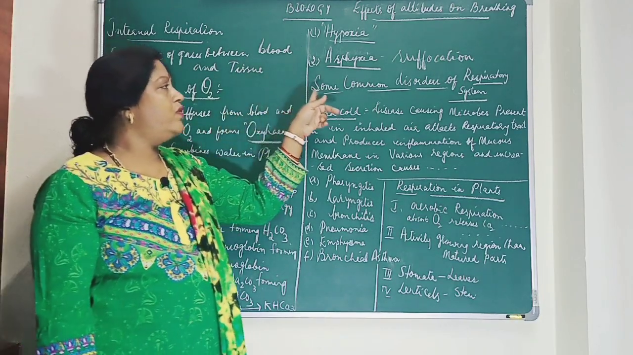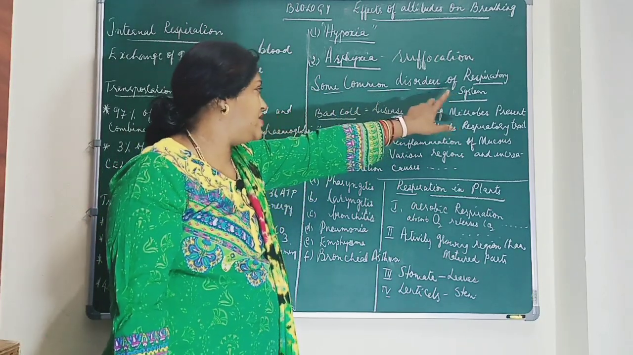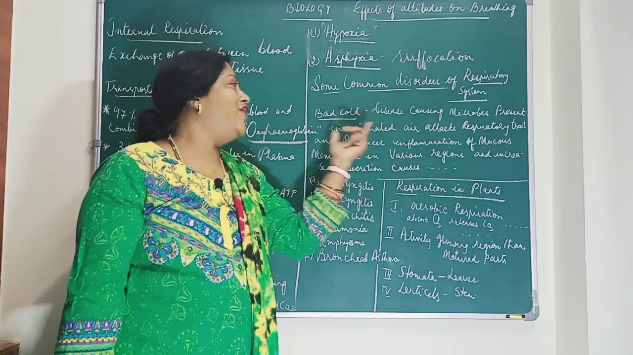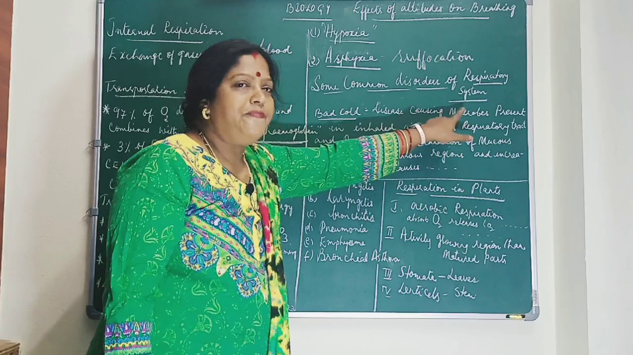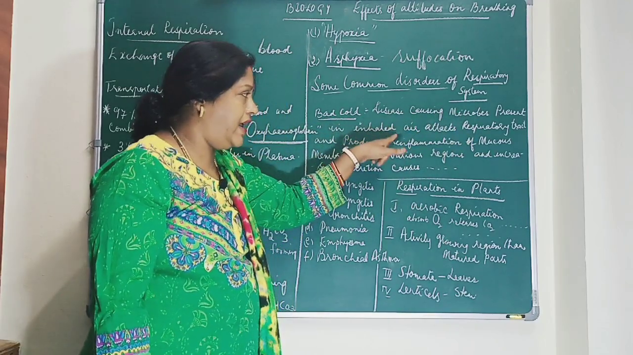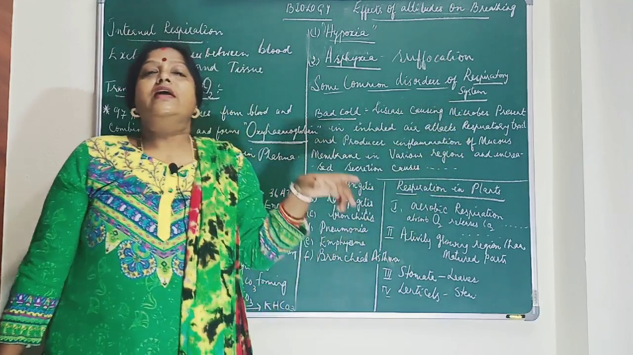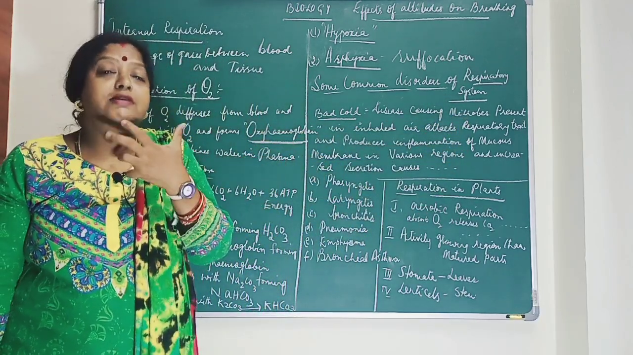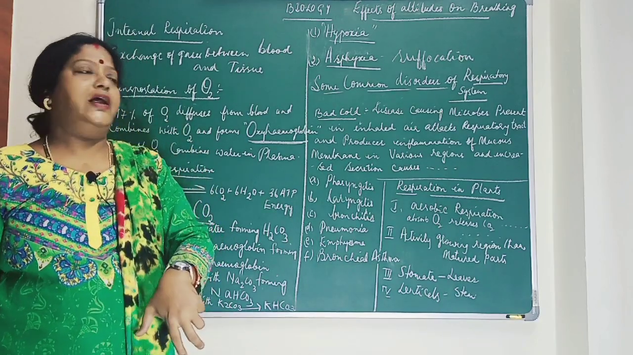Then we'll go to some of the common diseases of the respiratory system. First of all, bad cold, children. Disease causing microbes present in the inhaled air attack the respiratory tract. During inhalation, the disease causing organisms enter into our respiratory tract.